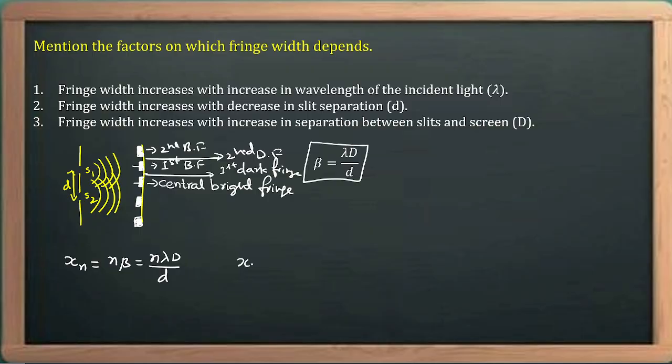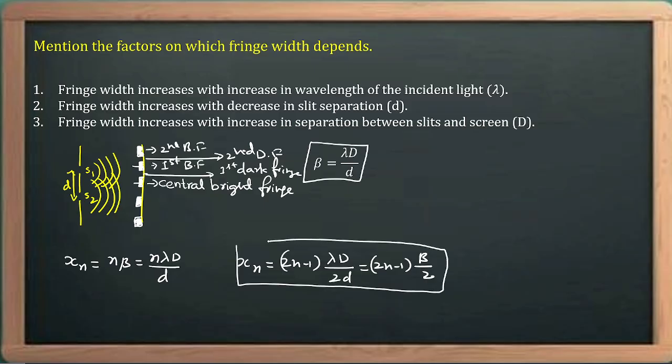And what is the distance of the nth dark fringe? Xn is equal to (2n minus 1) lambda D by 2d, or this can also be written as (2n minus 1) beta divided by 2. So this is the distance of the nth dark fringe. This is the distance of the nth bright fringe. This is for the nth dark fringe.